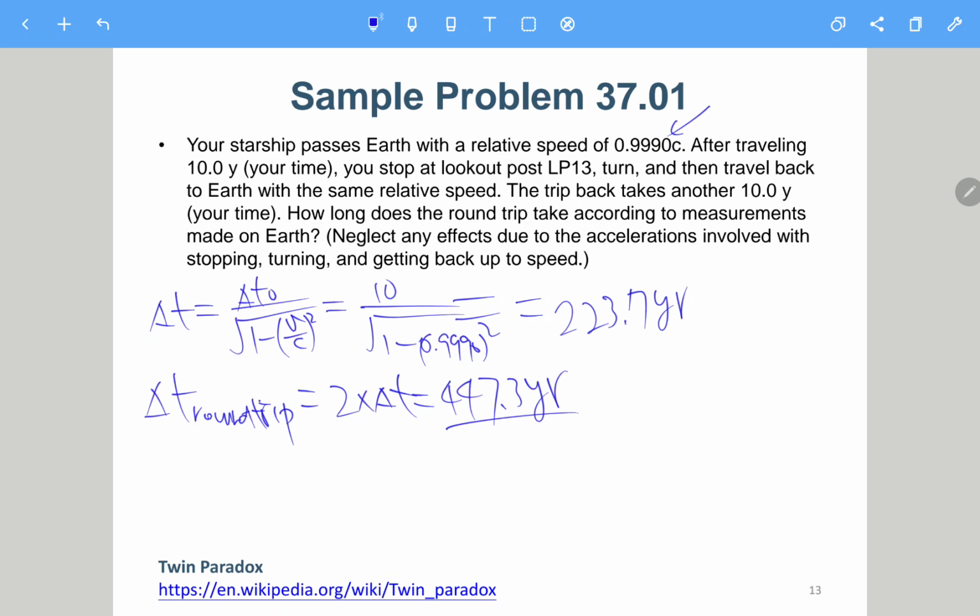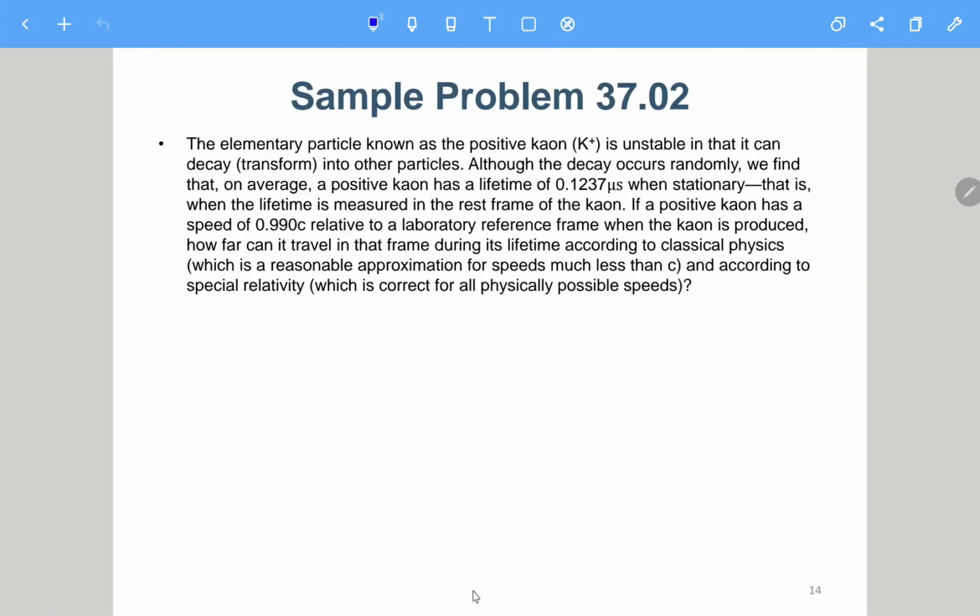It will be the case. If you are interested, you can check the link about the twin paradox there. It may tell you more. And this is another one.